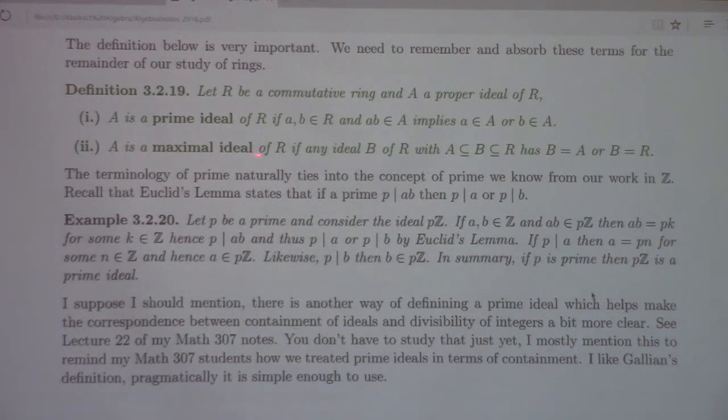A is a maximal ideal of the ring if any ideal that's between A and the ring has to either be A or the ring, right? Basically. So it's maximal.